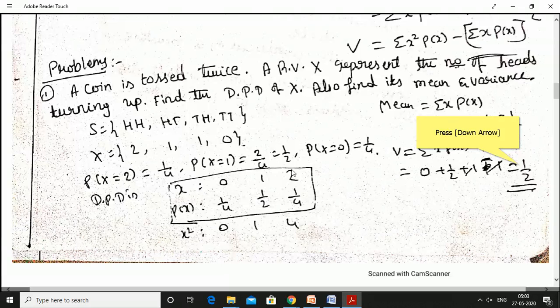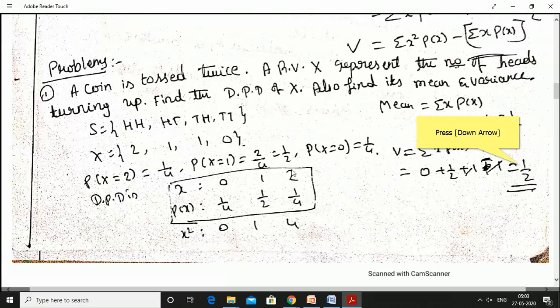Look at this. Each p of x is greater than or equal to 0, and summation of p of x is equal to 1. 1 by 4 plus 1 by 4 is 1 by 2, and 1 by 2 plus 1 by 2 is equal to 1. Now, mean is equal to summation of x into p of x. That is 0 into 1 by 4, which is 0, plus 1 into 1 by 2, which is 1 by 2, plus 2 into 1 by 4, which is 1 by 2. So 0 plus 1 by 2 plus 1 by 2 is equal to 1.